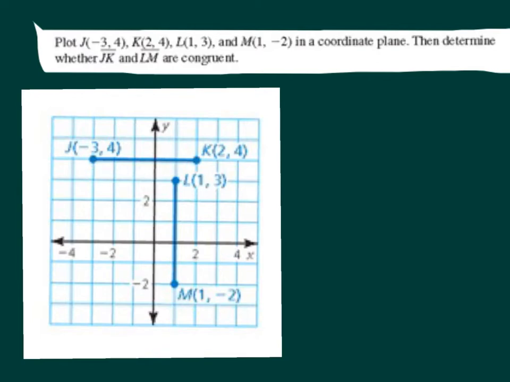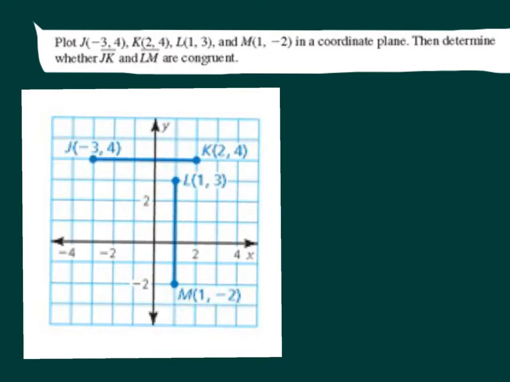I plotted J, plotted K, plotted L, plotted M. And then it says the segment JK, so all I did was connect the two points J and K, and then connect the points L and M. So I have those two segments. Now what they're going to ask us is determine whether JK and LM are congruent. That means, is this segment the same length as this segment?